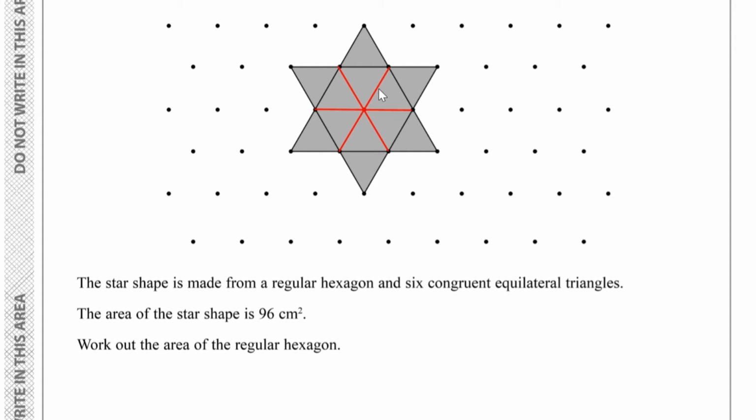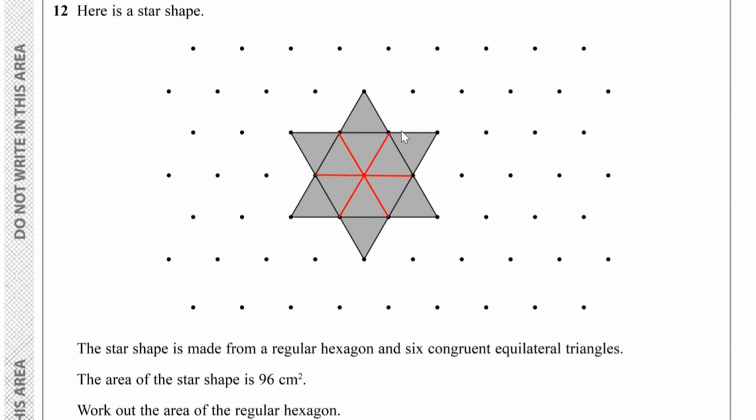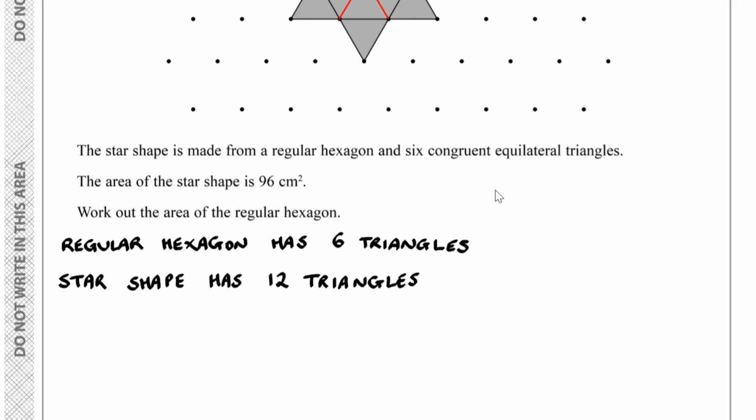What we can see here is, for a regular hexagon, well, a regular hexagon has 6 triangles. And what we see with the star shape is we've got 6, 7, 8, 9, 10, 11, 12. So the star shape has 12 triangles. So we've got 96 centimeters squared, which is represented by 12 triangles.